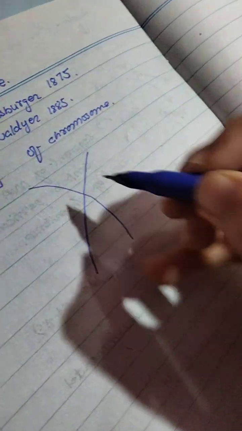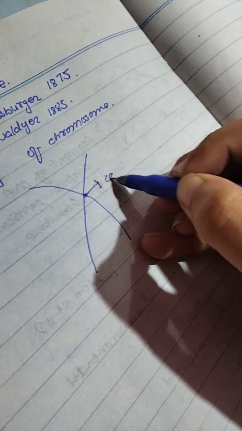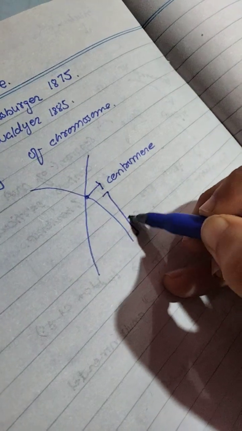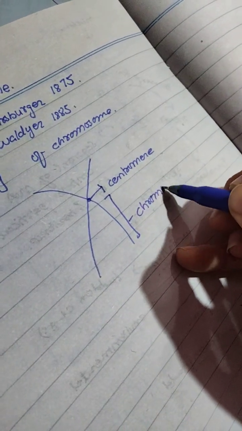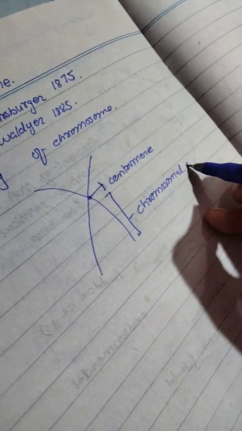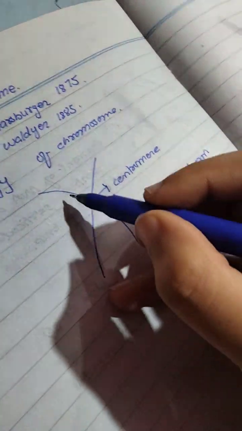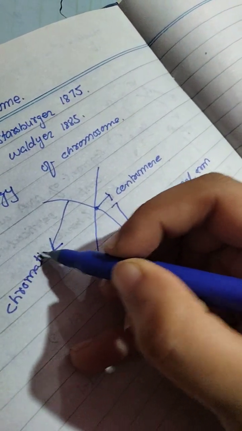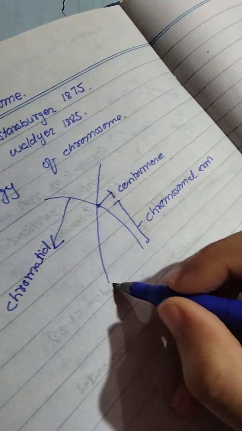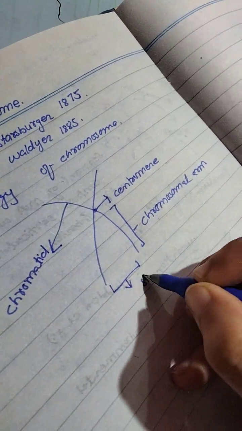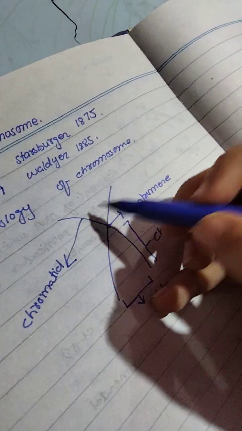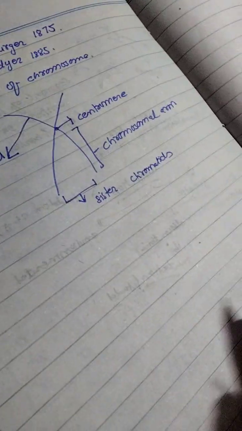Right. So basically consider that this is the chromosome. This part is known as centromere. This is the chromosomal arm. And this is a chromatid. This is a chromatid, and these both are known as sister chromatids. Right? So now let's enlarge this one chromatid.